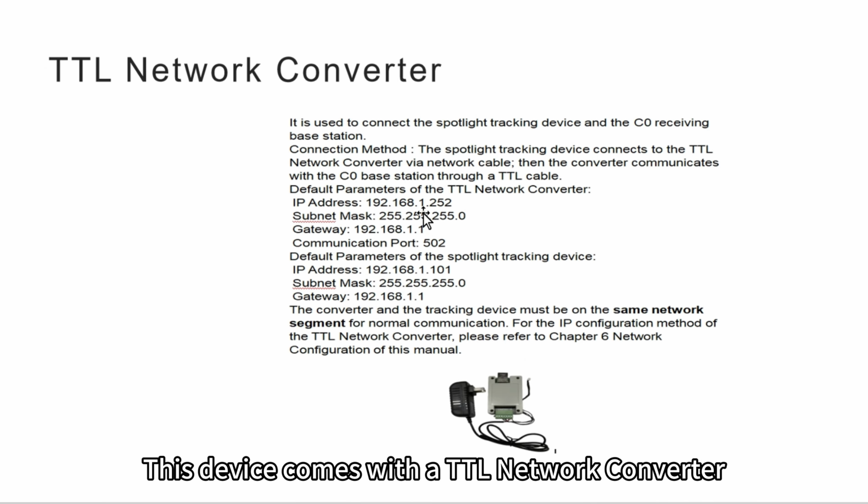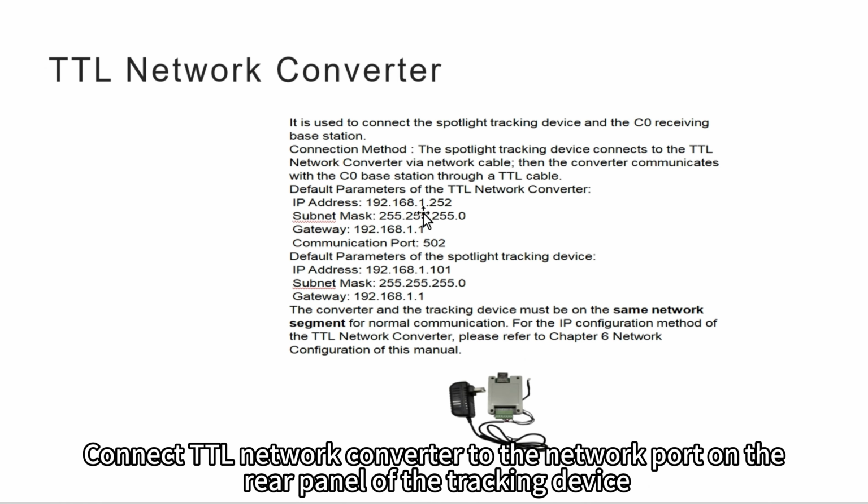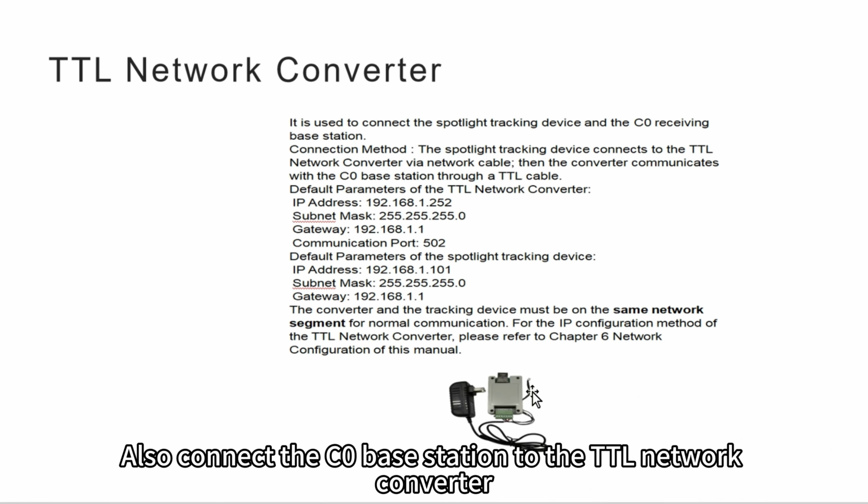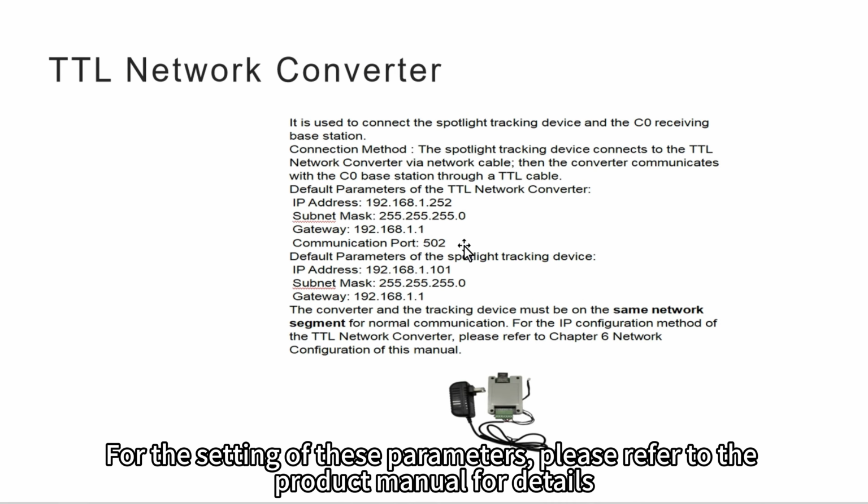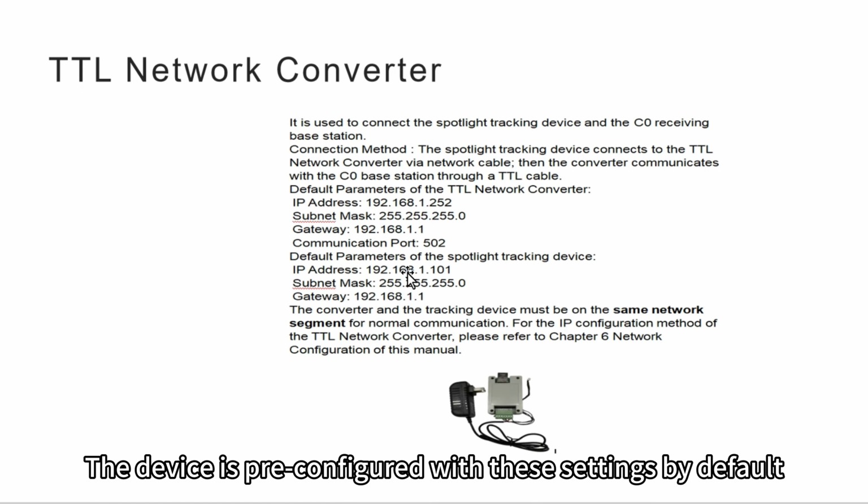This device comes with a TTL network converter. Connect the TTL network converter to the network port on the rear panel of the tracking device. Also connect the C0 base station to the TTL network converter. For the setting of these parameters, please refer to the product manual for details. The device is pre-configured with these settings by default.